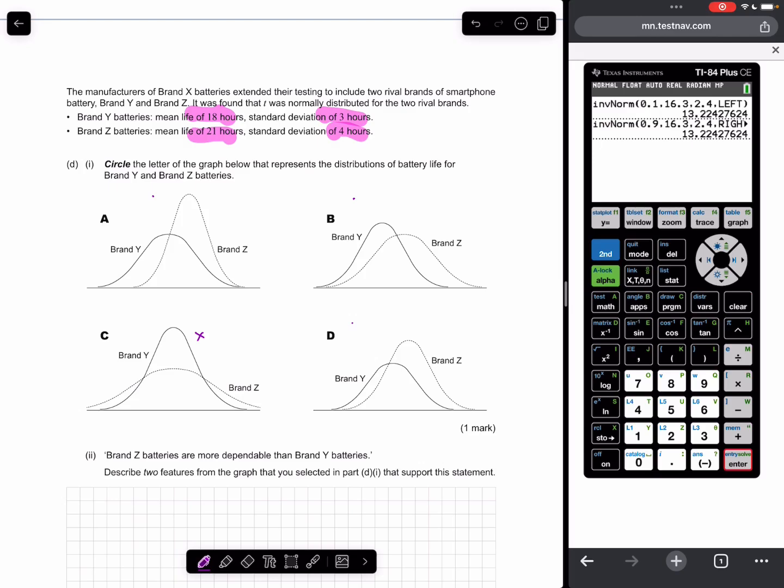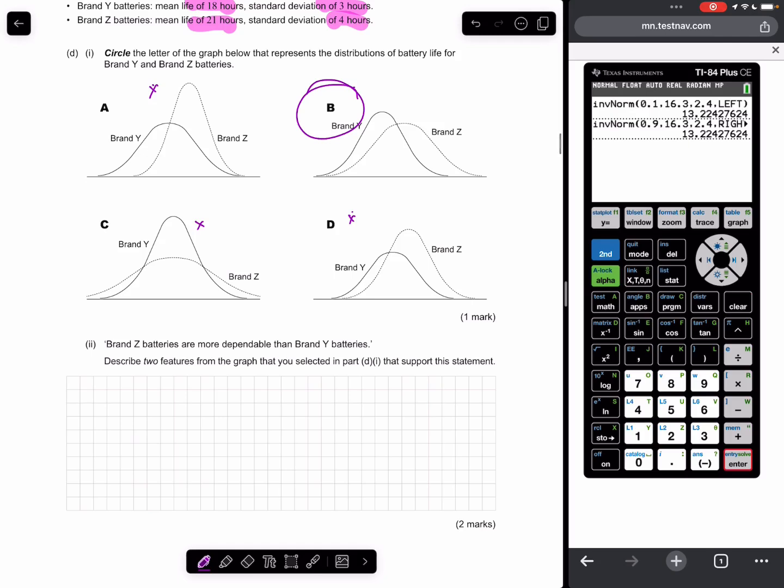Now we have to judge based on standard deviation. Y has a standard deviation of 3 versus 4, so Y should be narrower. Y is wider here, Y is wider here, Y is narrower here. So circle the letter of the graph: B is the one.